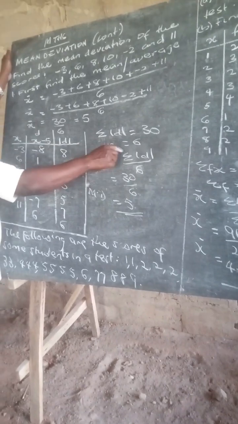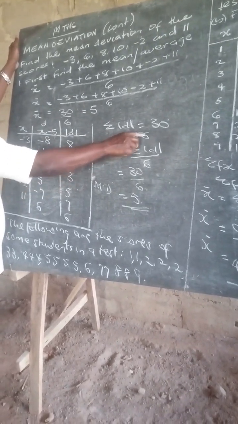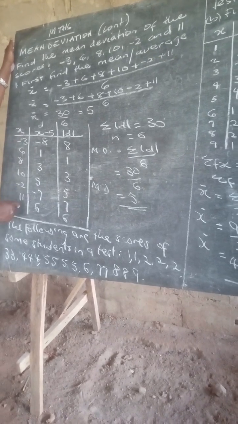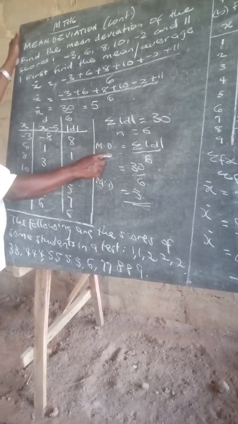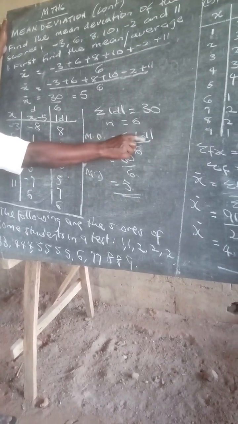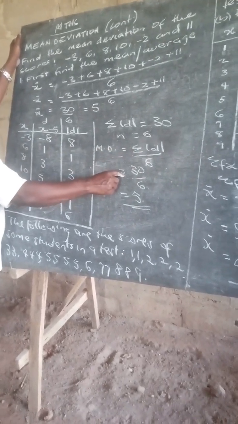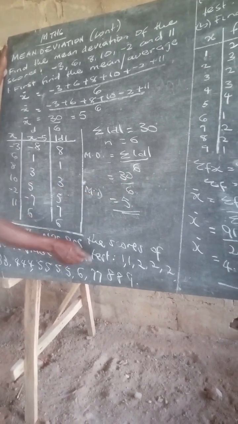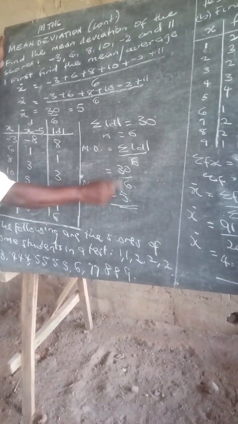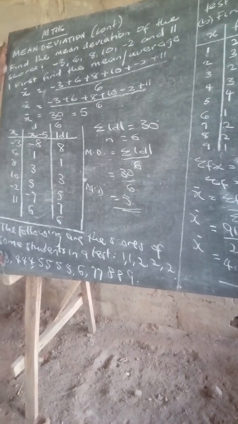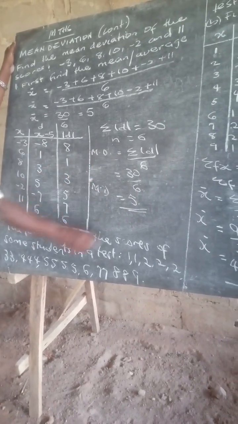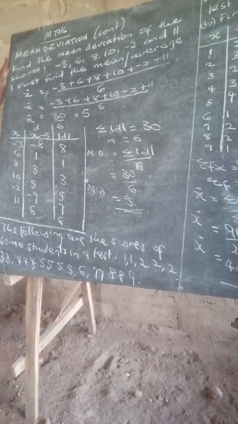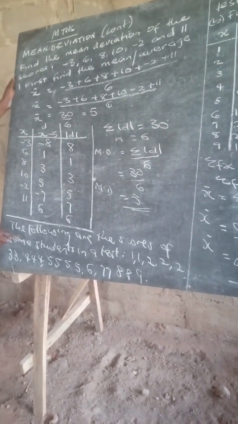If you add everything, 8 plus 1 plus 3, it will give you 30. And then our n is equal to 6. We have only 6 items here. So mean deviation will be equal to summation modulo deviation all over 6, which is equal to 30 all over 6, which is equal to 5. In this case, the mean deviation is the same thing as the mean itself.